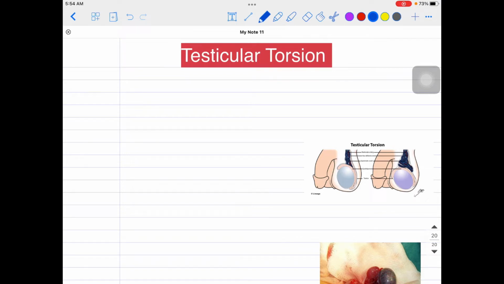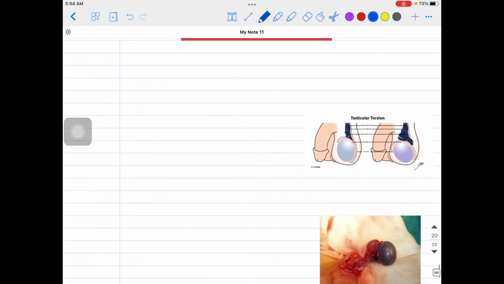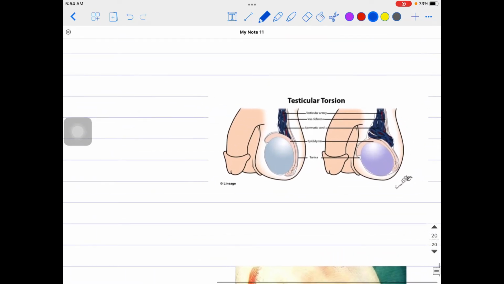In this particular session we are going to talk about a very important topic from surgery, that is testicular torsion. Before we talk about testicular torsion, let me familiarize you with some of the structures of the testis and adjacent to the testis, so that we can really understand what this testicular torsion is.